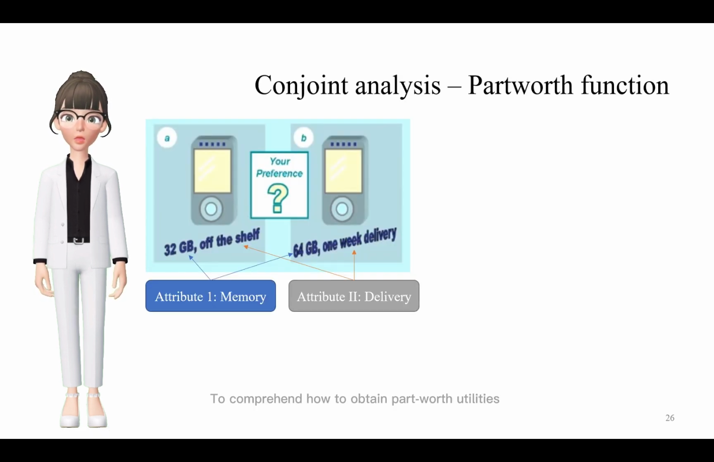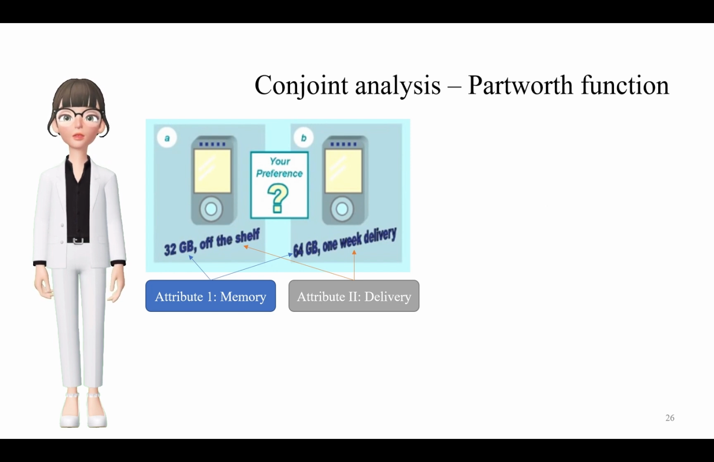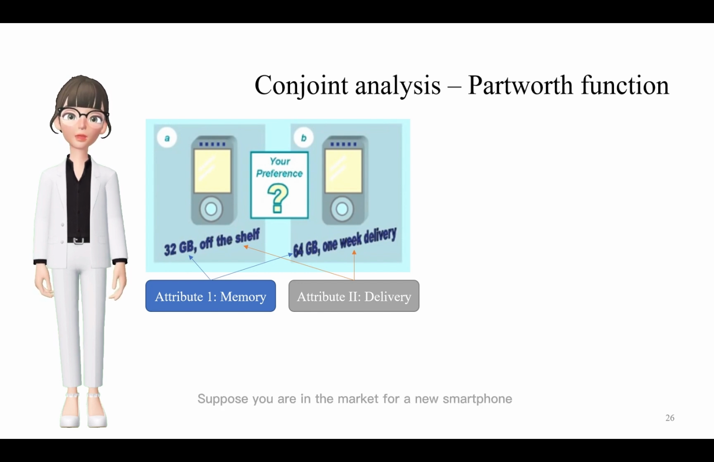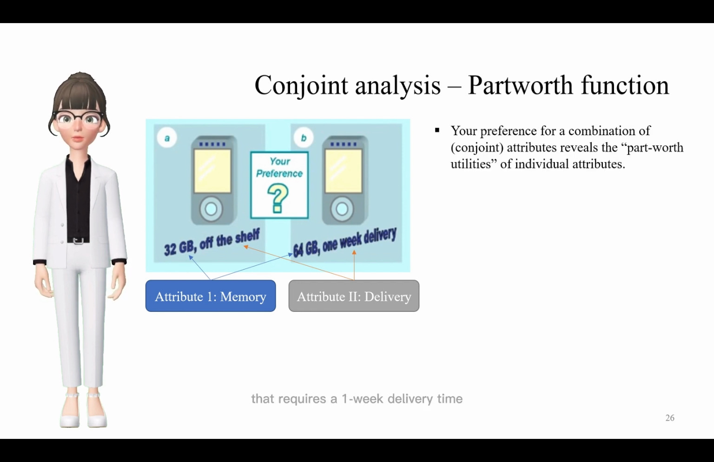To comprehend how to obtain part-worth utilities from customers' ranking based on preference, let's consider a straightforward example. Suppose you are in the market for a new smartphone and must choose between a 32GB model available off the shelf or a 64GB model that requires a 1-week delivery time. Your decision reveals your preferences for a combination of the attributes, in this case, memory and delivery time.